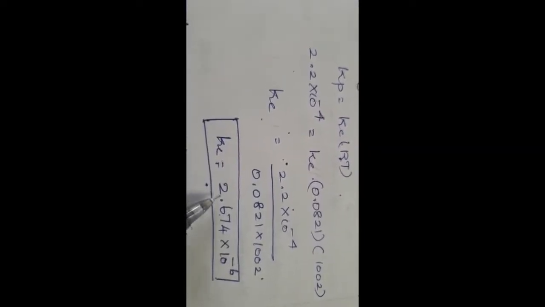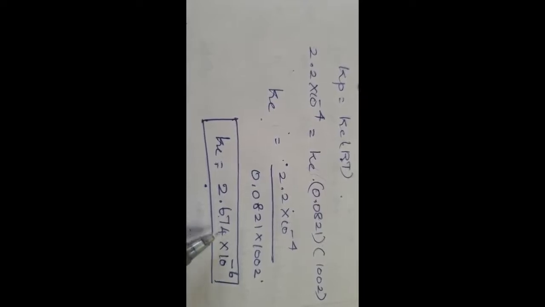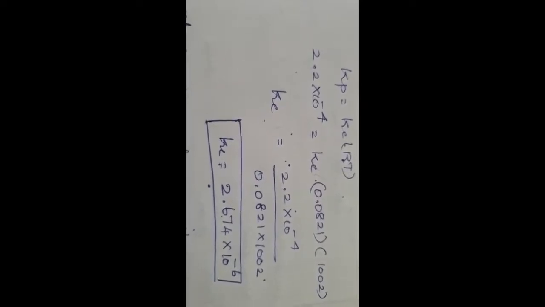Then to take this Kc to the left hand side, what is the calculation? 2.2 into 10 power minus 4 divided by 0.0821 into 1002. Simplify this and you can get 2.674 into 10 power minus 6. So Kc value is equal to 2.674 into 10 power minus 6.